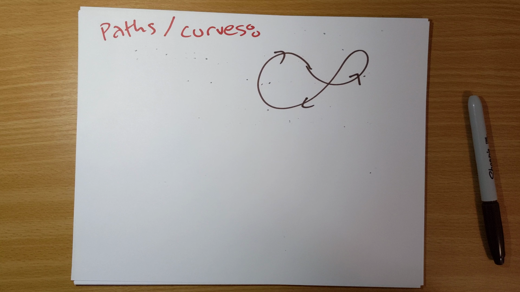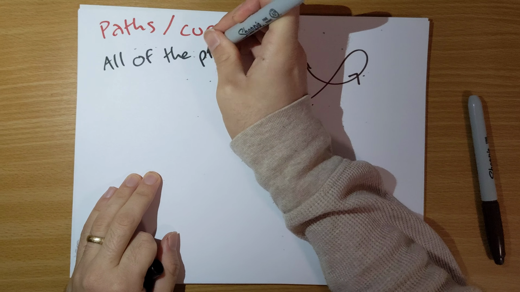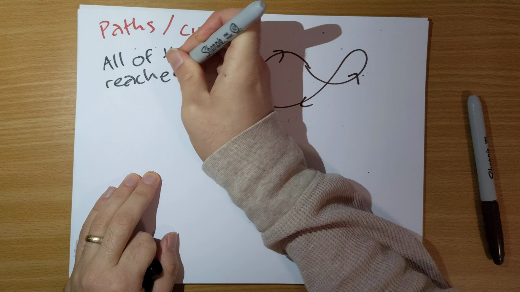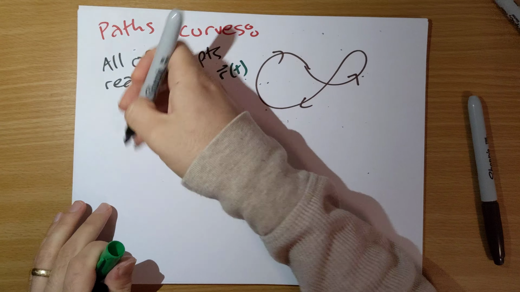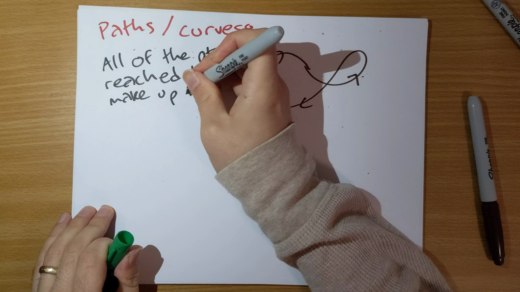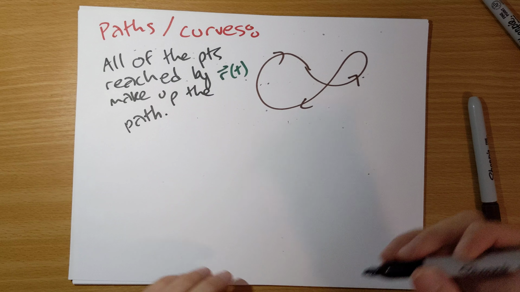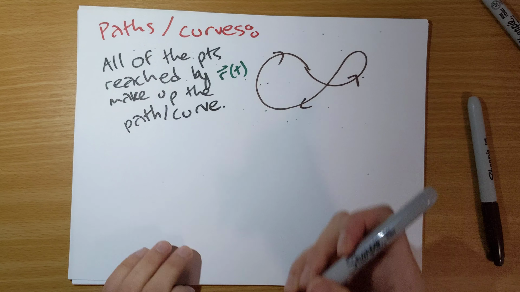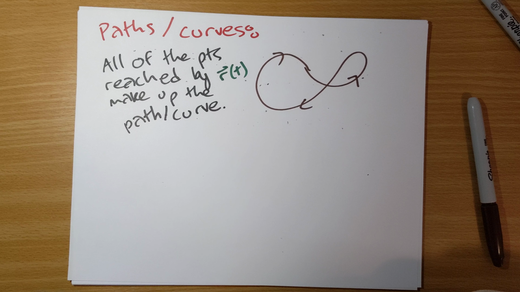The idea is that all of the points reached by r of t make up the path, or the curve, I guess. Some textbooks distinguish between path and curve. This textbook really allows you to use path and curve interchangeably.